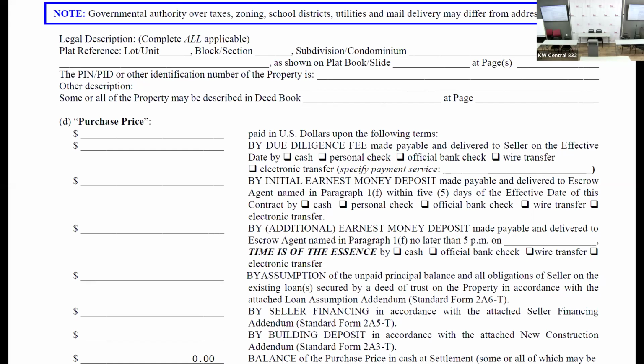Initial earnest money. You can probably take a screenshot of that as well. Oh, absolutely. Any type of electronic. You just take a screenshot, you pull it up on your app, take a screenshot. That's your verification.